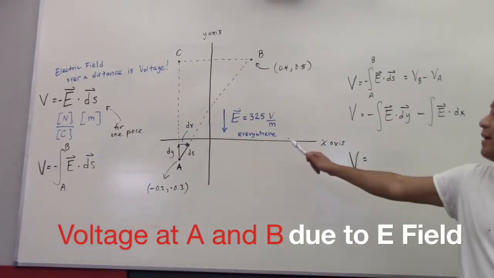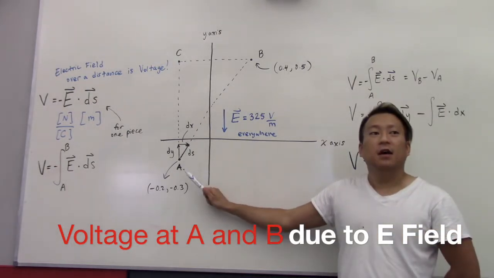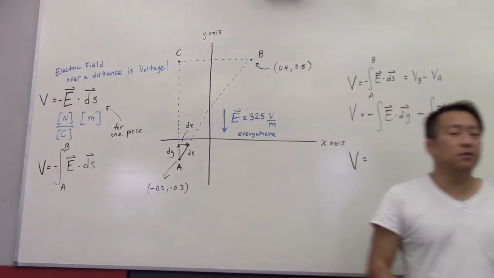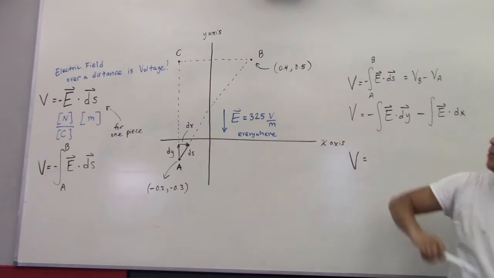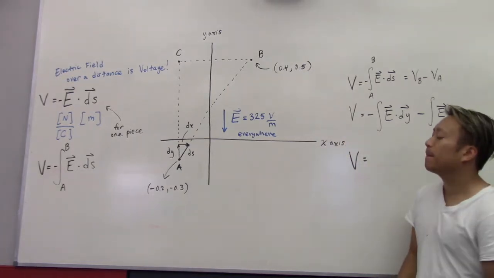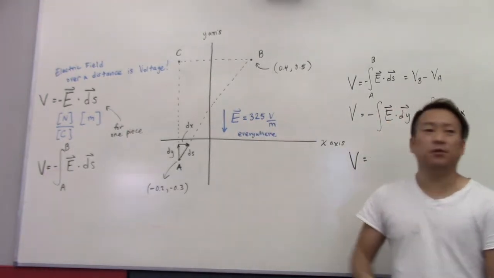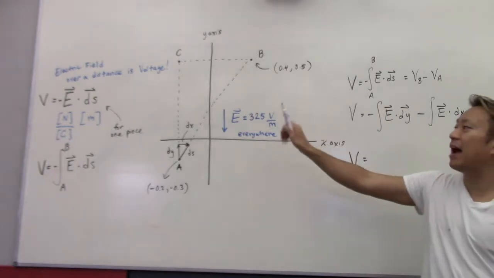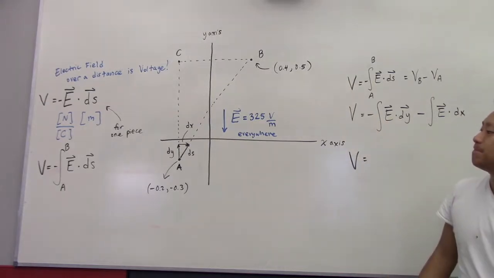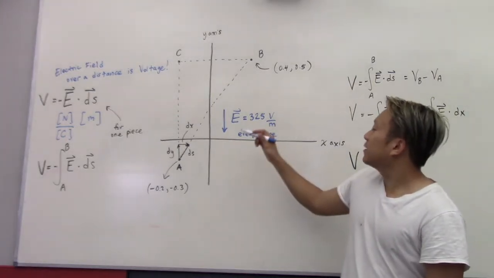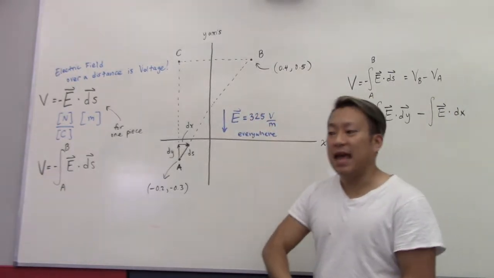All right, so we have a coordinate axis that I drew. There are 2 points. Point A is located at -0.2, comma, -0.3. Point B is located at 0.4, comma, 0.5. X and Y, right? Now, we also have an electric field that is 325 volts per meter everywhere. So imagine I drew blue arrows everywhere on the board. It's all covered with blue arrows pointing down, the electric field. We're going to ask the question, what is the voltage difference between points A and B?